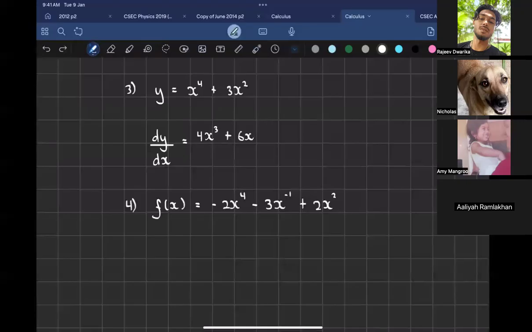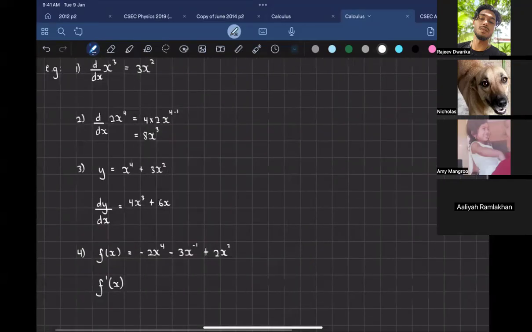Is it dy dx? Is it d over dx? If they give you your function denoted by f of x, then the first derivative you have to give as f prime of x. Did you know that? I did not know that.